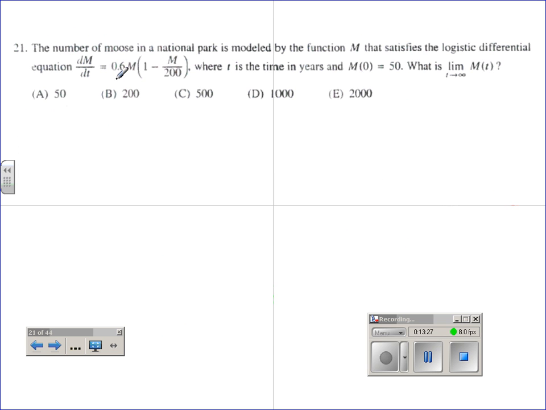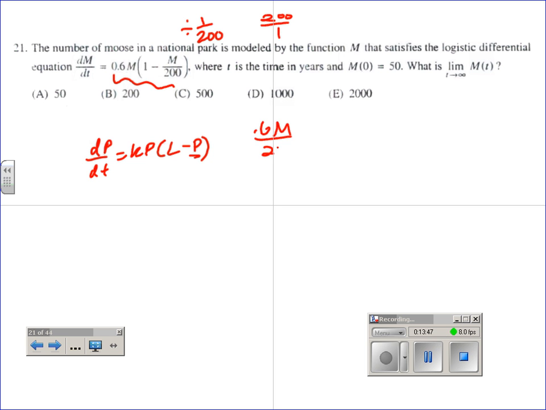So we have a logistic differential equation, and you need to know that the general form is kP times (L minus P), and so we need to get just P, or in this case N. So you're factoring out 1 over 200, which is the same as multiplying by 200 over 1. So 6N over 200, 1 over 200, you're multiplying by 200 over 1, so 200 minus N. And so what sits right here is your limiting number.